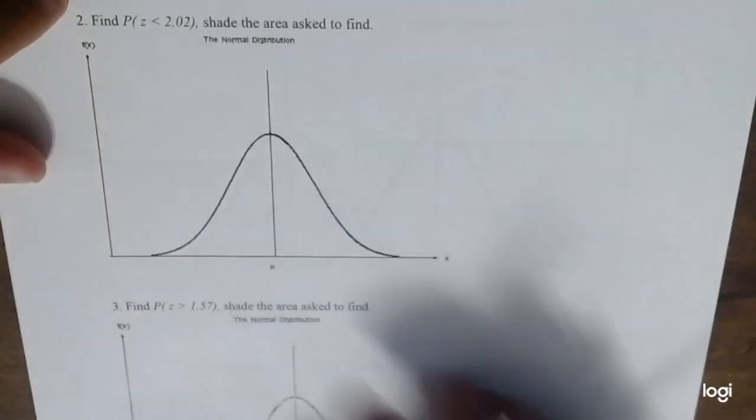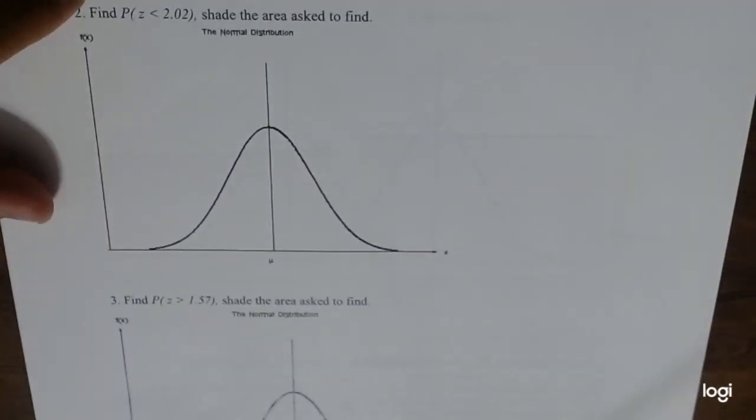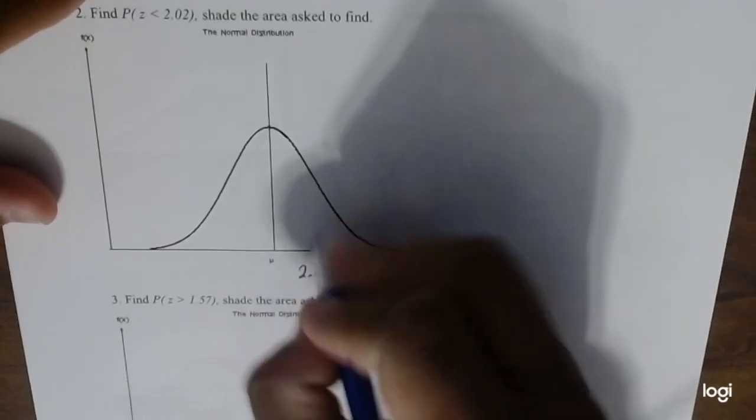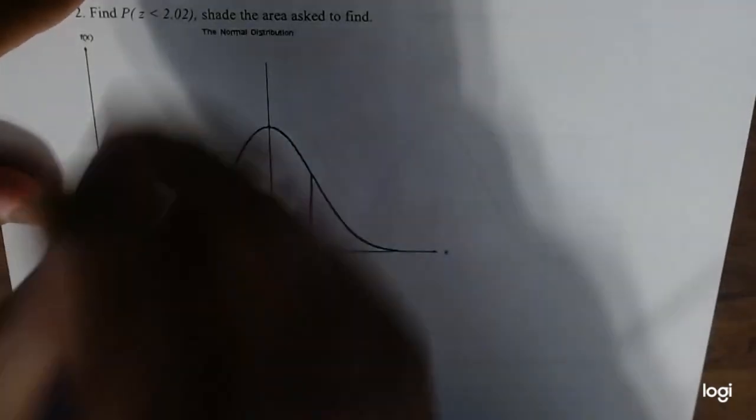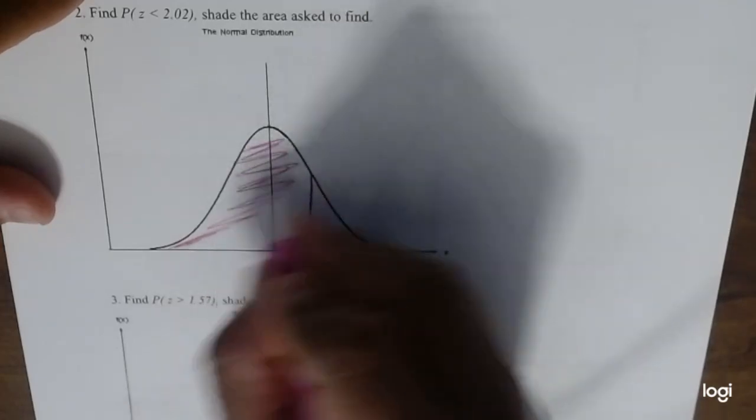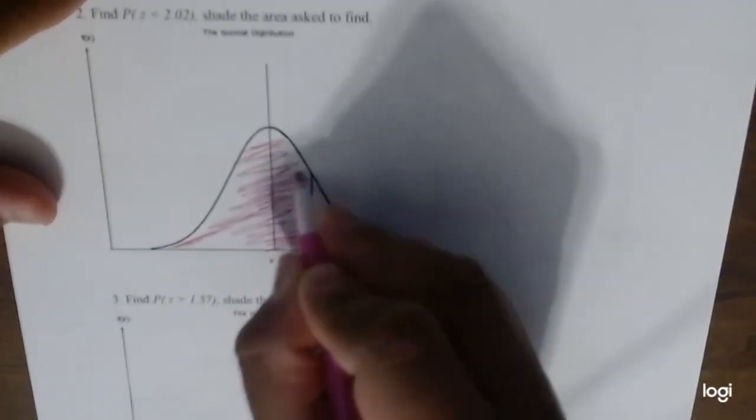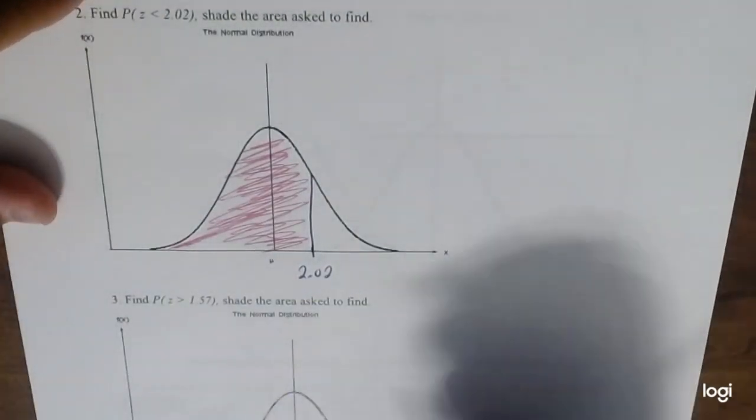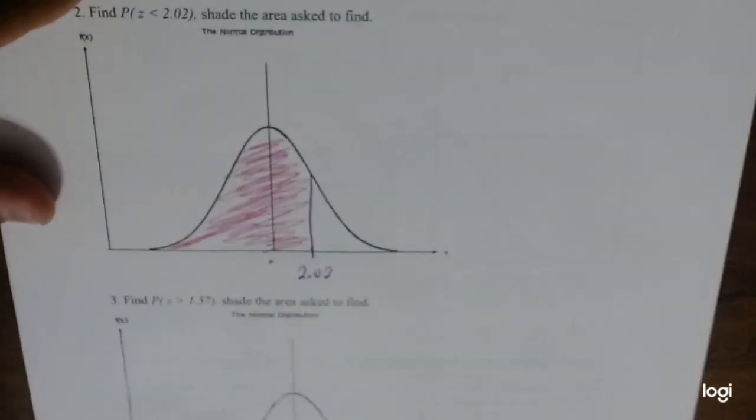All right, so find the probability that Z is less than 2.02. So again, let's say 2.02 is roughly there. Now again, I want Z less than that, so I'm shading all of this, which means everything's to the left. That's all good. We're going to our table.